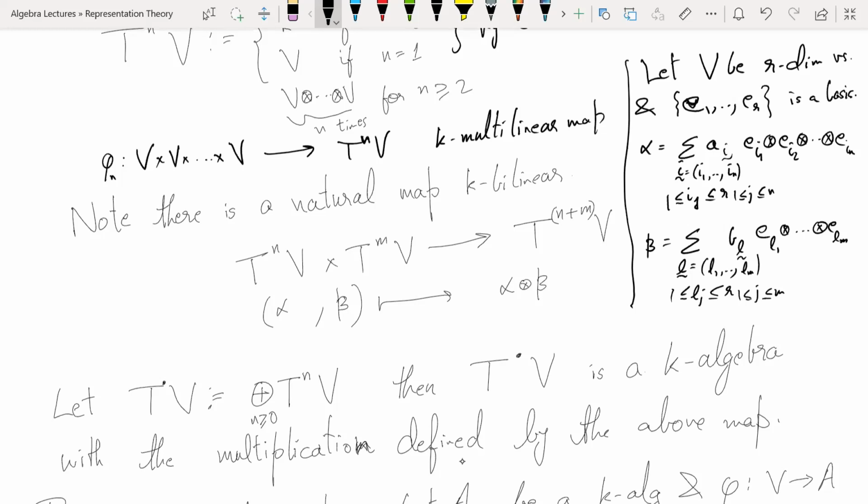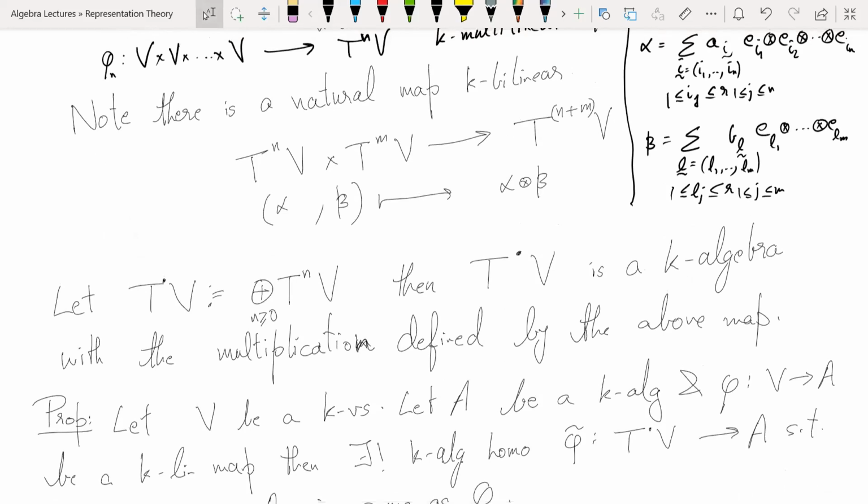So what is a tensor algebra? There are multiple ways of defining it, and I'll give you one definition, which is constructive. To give a K algebra, you have to give a K vector space together with a multiplication in that vector space. How do you multiply? That will give it an algebra structure.